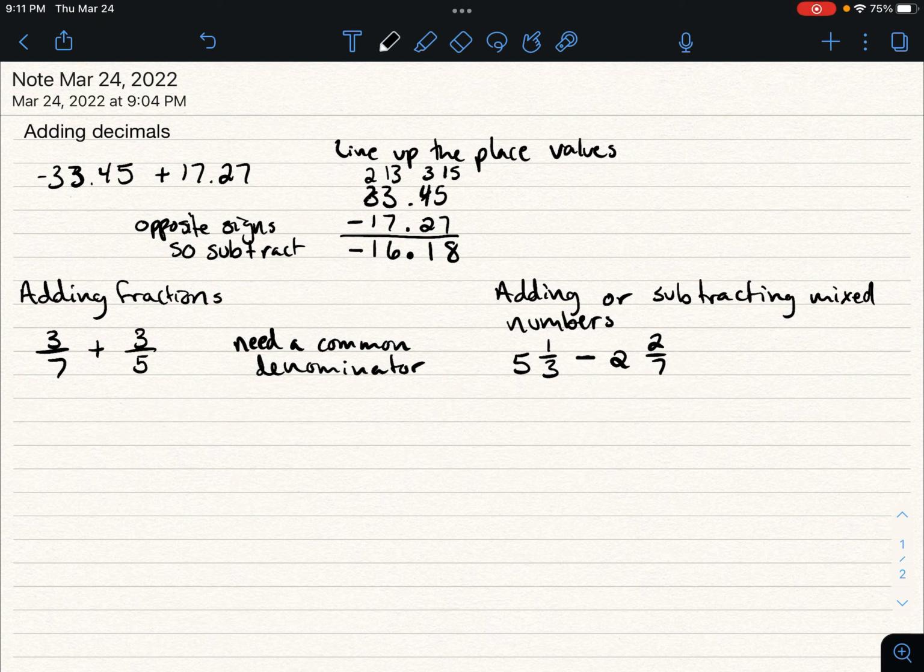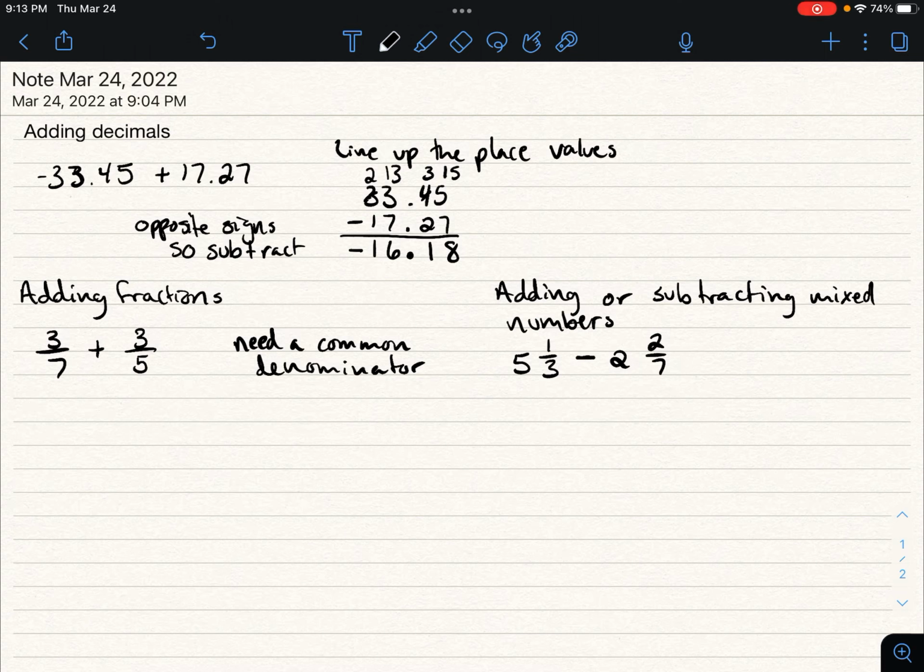Adding fractions. So to add or subtract fractions, you need a common denominator. So we've got 3/7 and 3/5. You've got to think of what is the least common multiple of 7 and 5. And one thing you do is just multiply 7 times 5 to get 35. And since 7 and 5 are prime numbers, that's going to be our least common denominator. Sometimes there's one that's smaller. Just make sure if you don't find the least common denominator, but you find a common denominator, at the end you make sure you simplify.